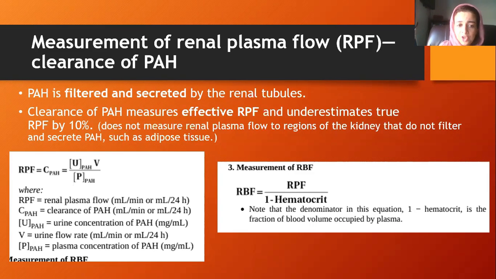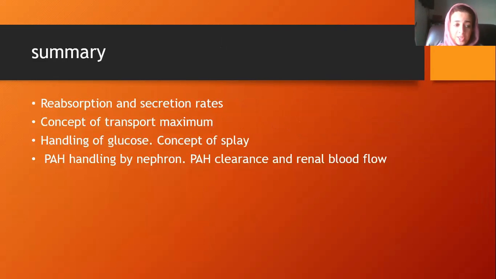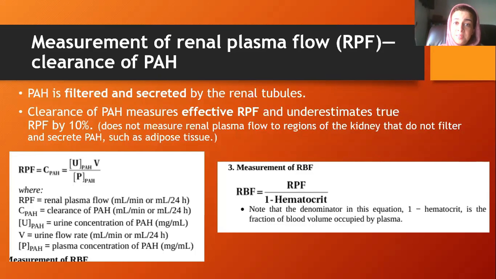In case of PAH, it is secreted. So what is not filtered from the glomerular capillaries and appears in the peritubular capillaries is then secreted from the peritubular capillaries into the tubule, and very little appears in the veins. That is why the clearance of PAH is considered as representing renal plasma flow. And how do we convert plasma flow into blood flow? By simply dividing the renal plasma flow by 1 minus hematocrit.